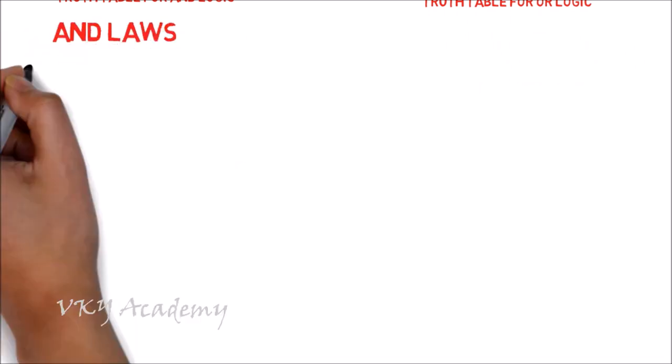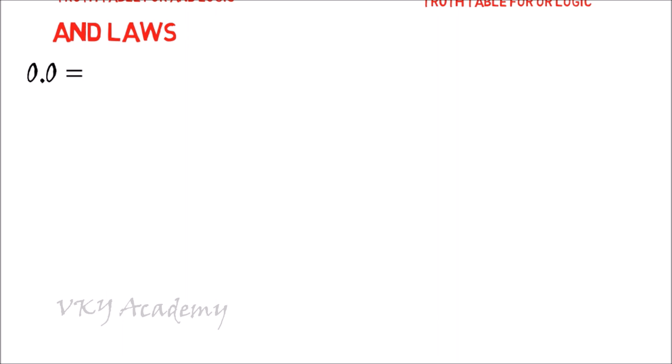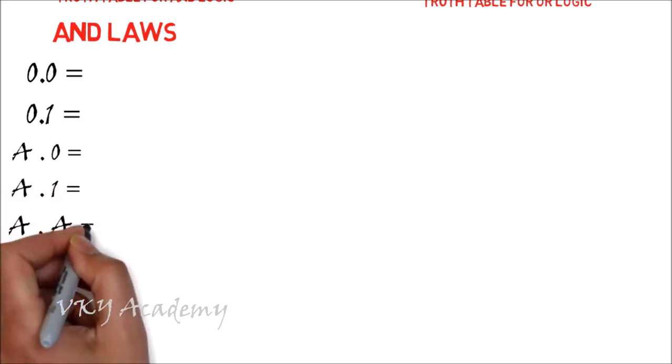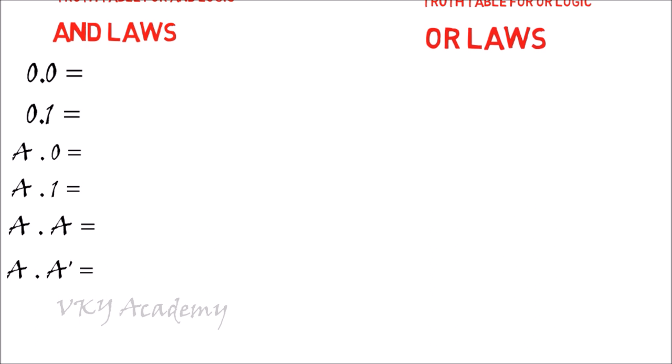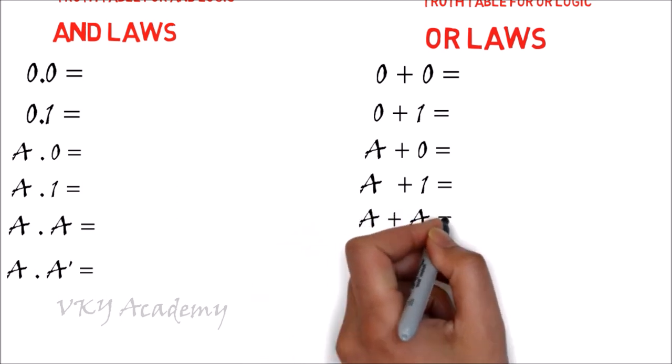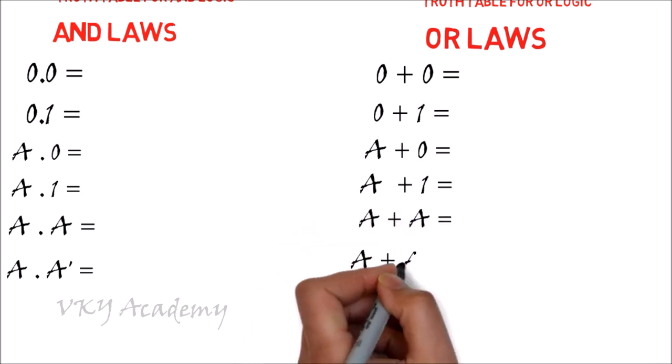Now the AND laws are 0 and 0, 0 and 1, A and 0, A and 1, A and A, and A and A bar, or A complement. Similarly, the OR laws are 0 or 0, 0 or 1, A or 0, A or 1, A or A, and A or A bar.